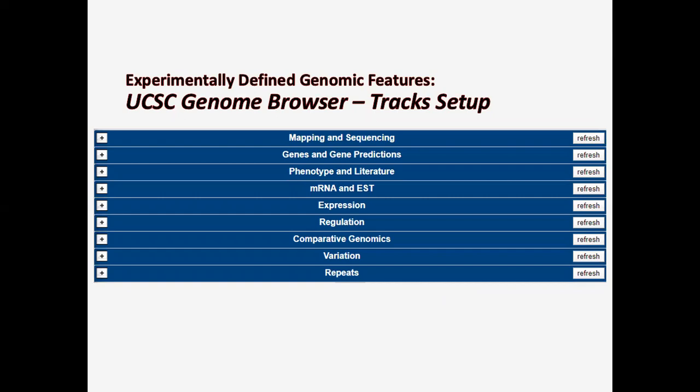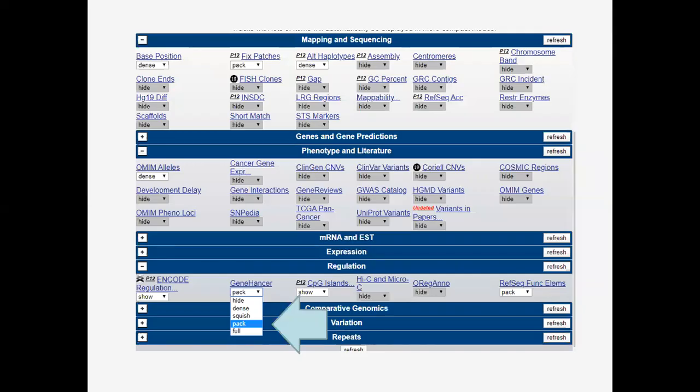Transcripts and ESTs. EST is the expressed sequence tag. If you want to map with expression, regulation, you want to look at the comparative genomics with other species, the variations and the repeat regions, you can set your tracks and then visualize along with your variants. So these are the different tracks which are available in the UCSC browser, which you can use.